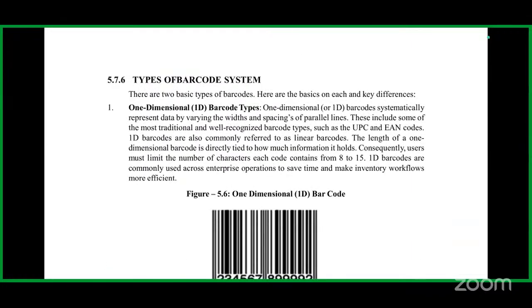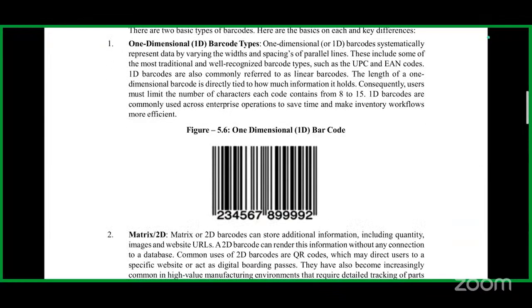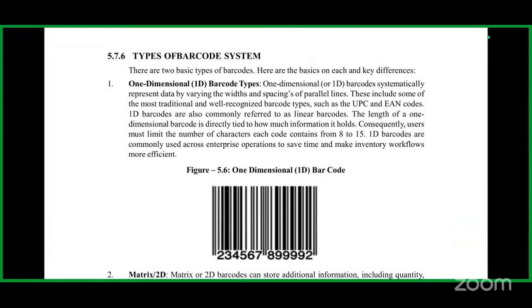So, types of barcode systems. The first one is the one-dimensional, or 1D, barcode type. These systematically represent data by varying widths and spacing of parallel lines, and include the most traditional and well-organized barcode types like UPC and EAN codes. Commonly they are linear barcodes, and the length of a one-dimensional barcode is directly tied to how much information it holds.